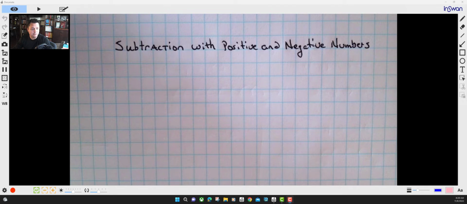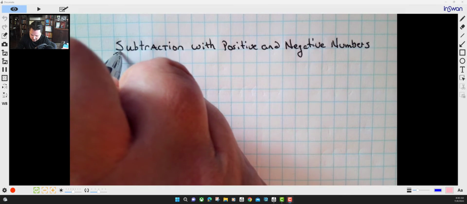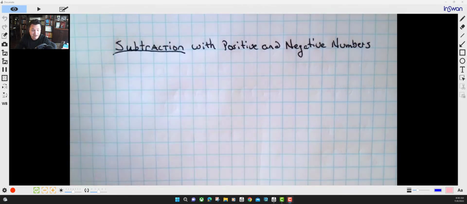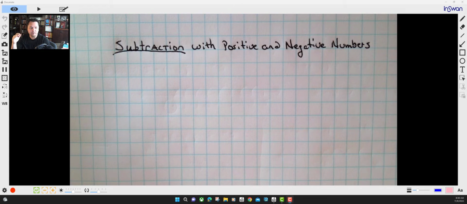Let's go ahead and talk about subtracting positive and negative numbers. The way that I remember this, or at least think about it, is that in mathematics, at a very high level, we actually define subtraction not as subtraction, but as adding the opposite, or adding an additive inverse. Let me explain what I mean there, and this might help you.